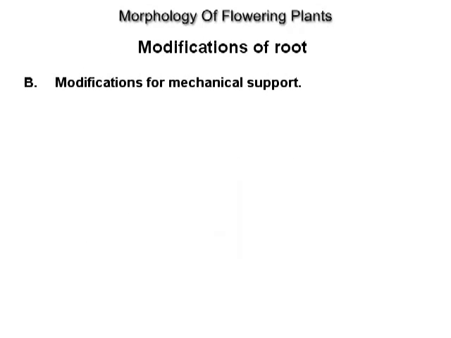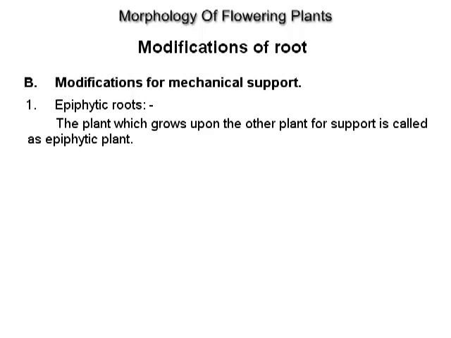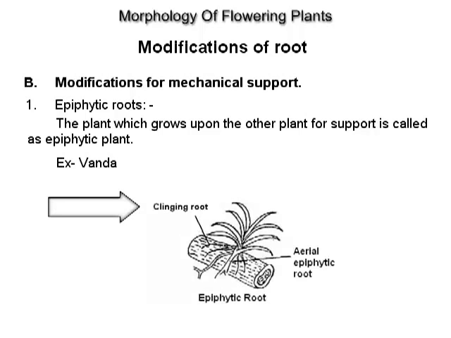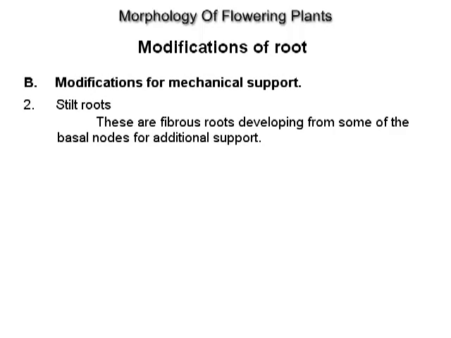Modifications for mechanical support. Epiphytic roots. The plant which grows upon another plant for support is called an epiphytic plant. Example, vanda. Stilt roots. These are fibrous roots developing from some of the basal nodes for additional support. Example, maize and sugarcane.